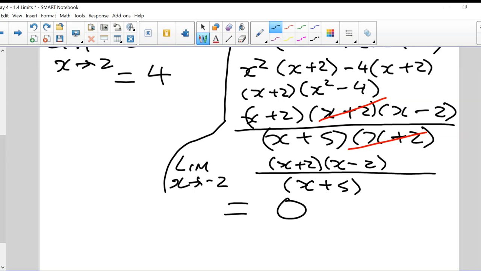Hopefully that makes sense, because one of the brackets becomes 0. Remember, a 0 numerator is not a problem. A 0 denominator is a problem. So when the denominator is 0 is when we have a problem.